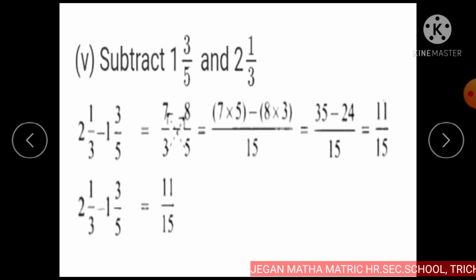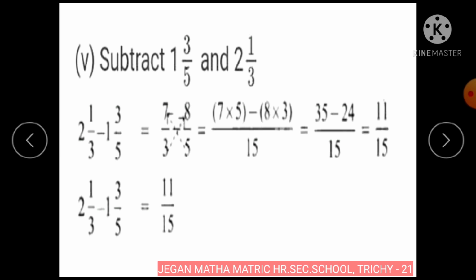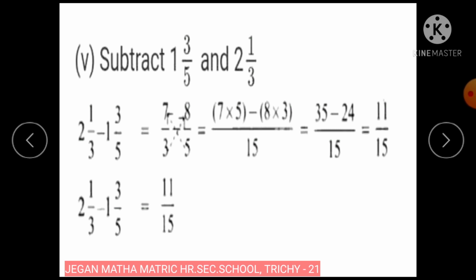Question number 5. Subtract 1 3/5 and 2 1/3. In this sum, first we convert the mixed fractions to improper fractions. So 2 1/3 is converted to 7/3 and 1 3/5 is converted to 8/5. Now we get the same denominator by the cross multiplication method.